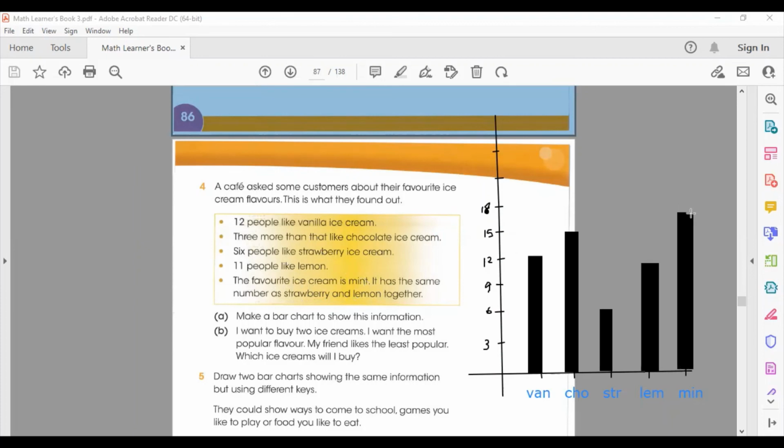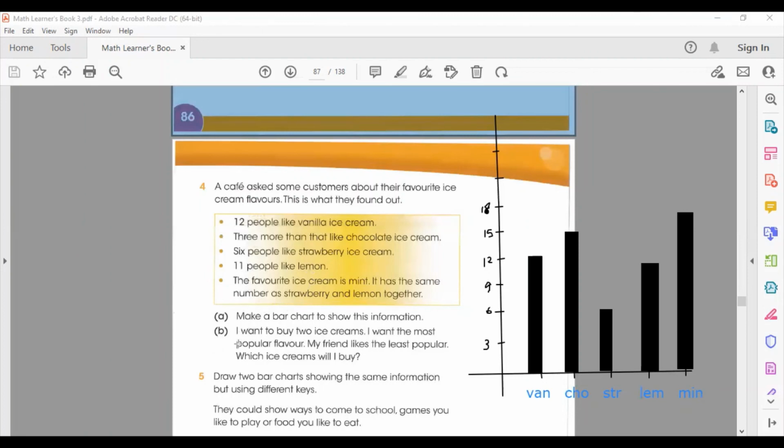So this is how you can make a clean bar chart. It is not the height, you can say the distance between the bars, I'm saying, but you need to use a ruler. Okay, let us solve the question. Make a bar chart. Done it.